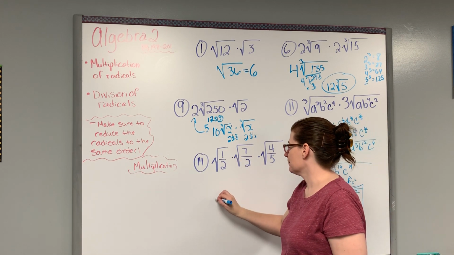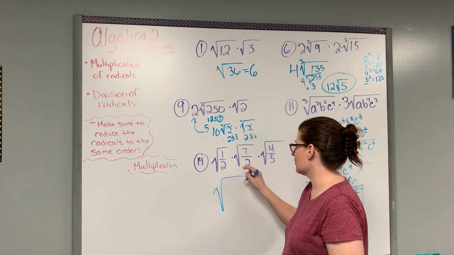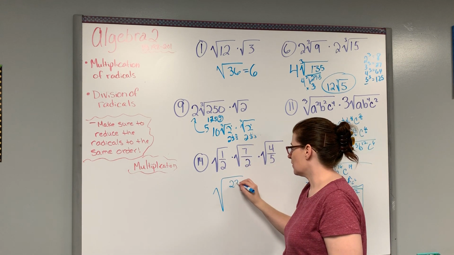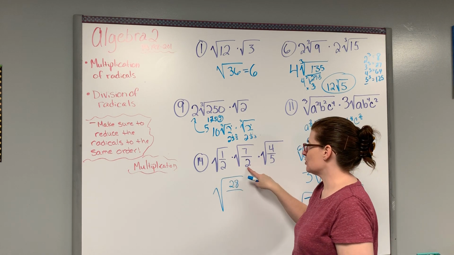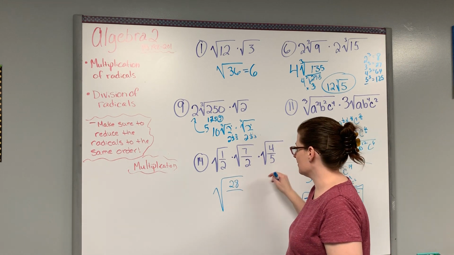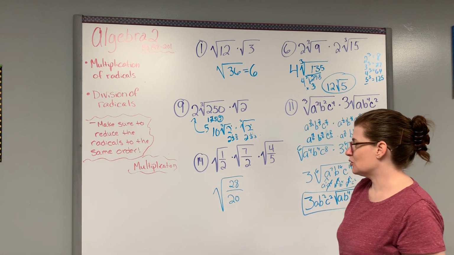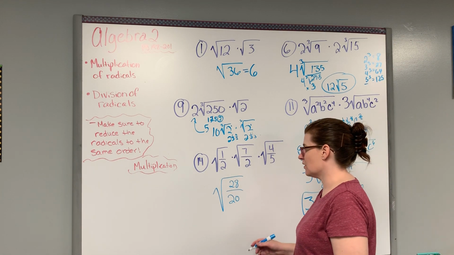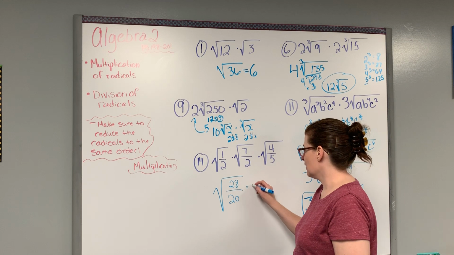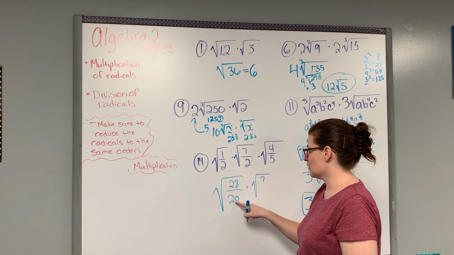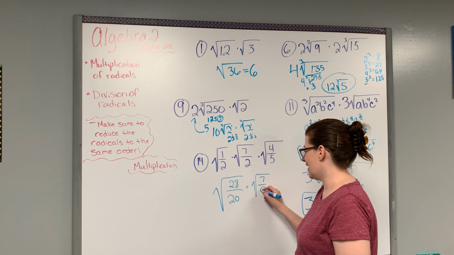So let me make me a big radical here. 1 times 7 is 7. 7 times 4 is 28. 2 times 2 is 4. 4 times 5 is 20. Okay? If I reduce 28 over 20, 4 goes into both of those. And 4 goes into 28 7 times. 4 goes into 20 5 times.